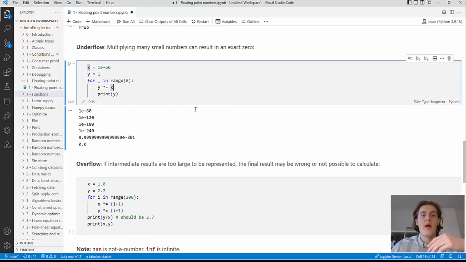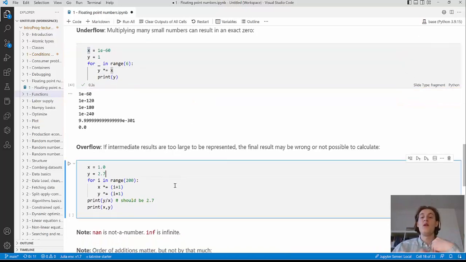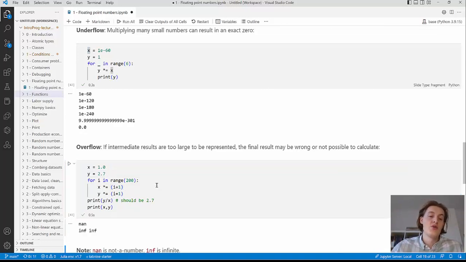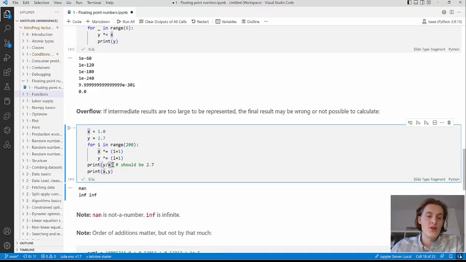And the same problem can happen at the other end. It's called overflow: if you want to represent a really, really large number, then at some point Python will just call it an infinite number, even though it's a finite but extremely large number. This is represented by this loop, where we just multiply numbers to both x and y, and then at some point they become infinite. And then this formula also doesn't hold anymore.